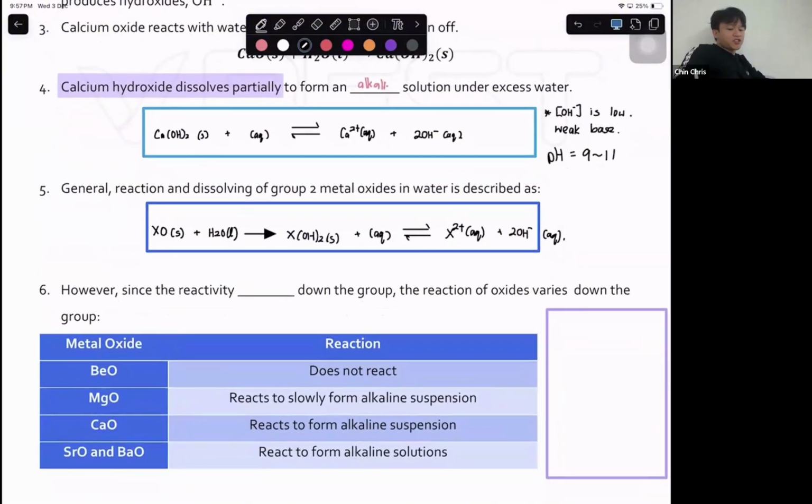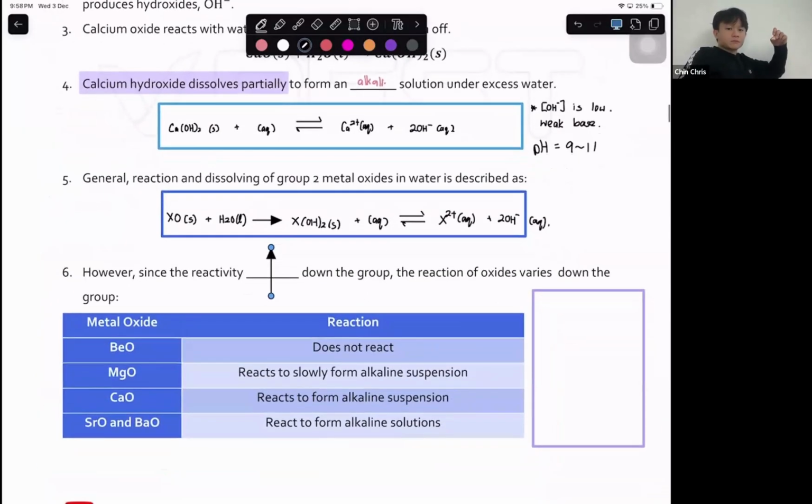And guys, since the reactivity increases down the group, the reaction of the oxides varies down the group. Guys, I have a question. If I take these four oxides and throw them into water, which one will give the highest pH? Tell me, which one will give you the highest pH? I want the highest pH.